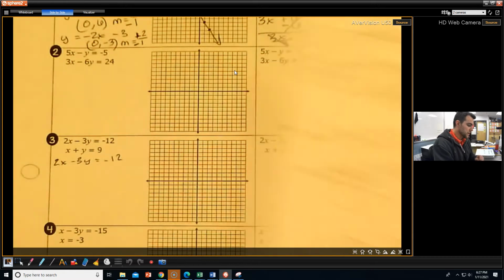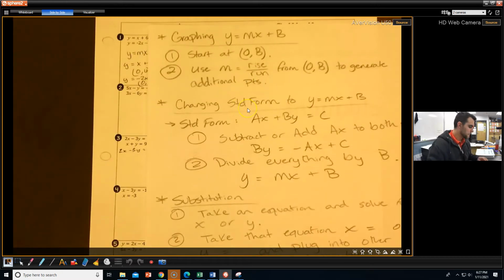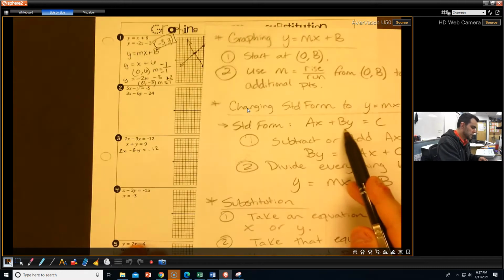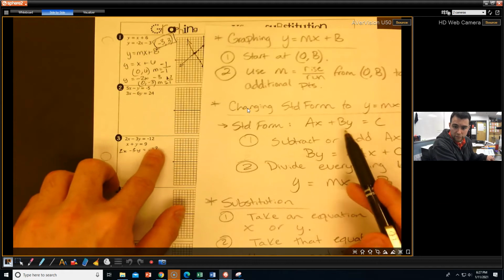And I'm going to refer to my notes. Again, if I have something that looks like ax plus by equals c, right? So like this, 2x minus 3y equals negative 12.